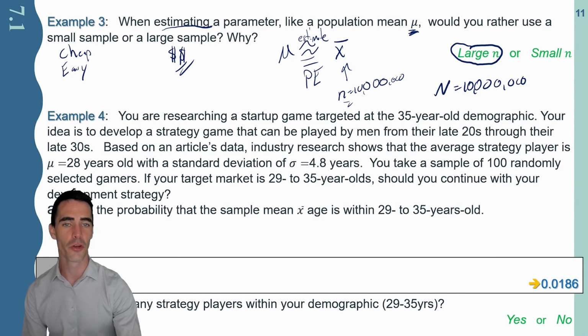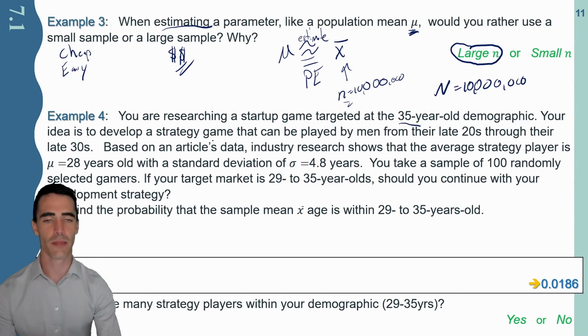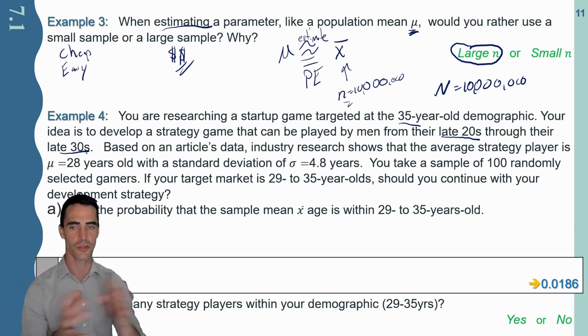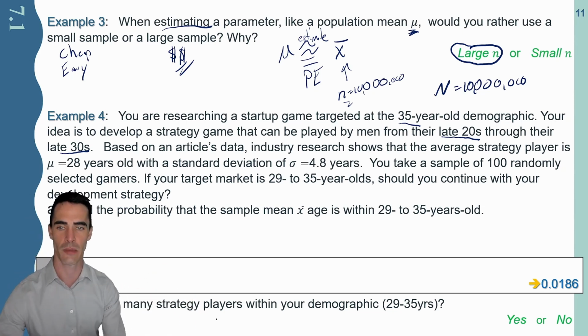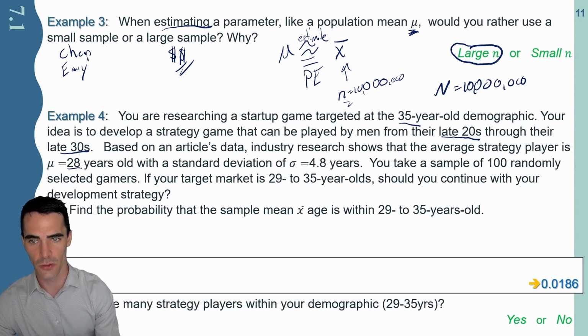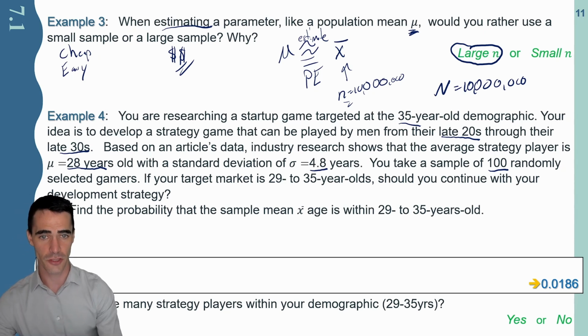Next example, you're researching a startup game targeted at a 35-year-old demographic. Your idea is to develop a strategy game that can be played by men in their late 20s through their late 30s. And so this is what you're trying to build this game around. You're trying to figure out what they're interested in, kind of market your game in that way. Based on an article's data, industry research shows that the average strategy player is 28 years old with a standard deviation of 4.8 years. You take a sample of 100 randomly selected gamers. If your target market is 29 to 35-year-olds, let's say, should you continue with your development strategy?